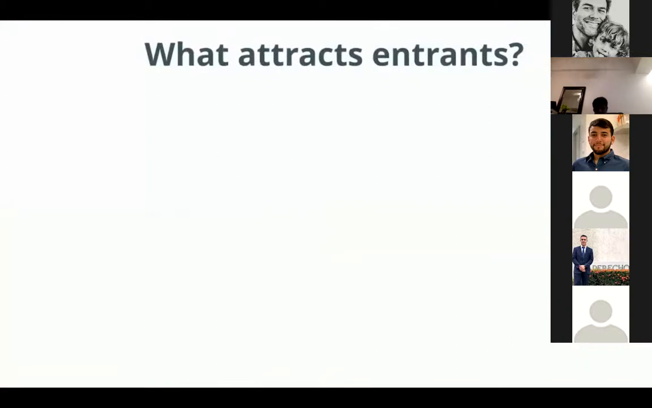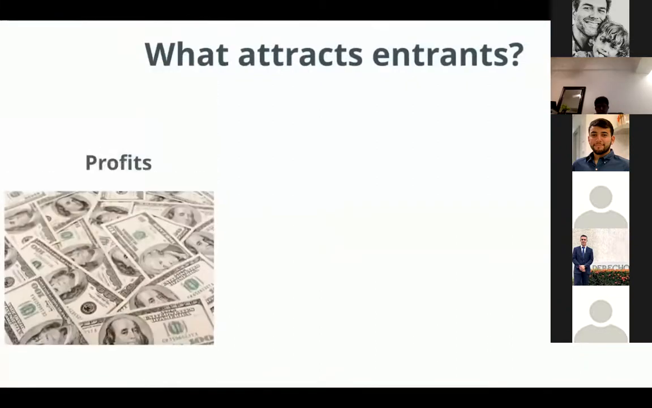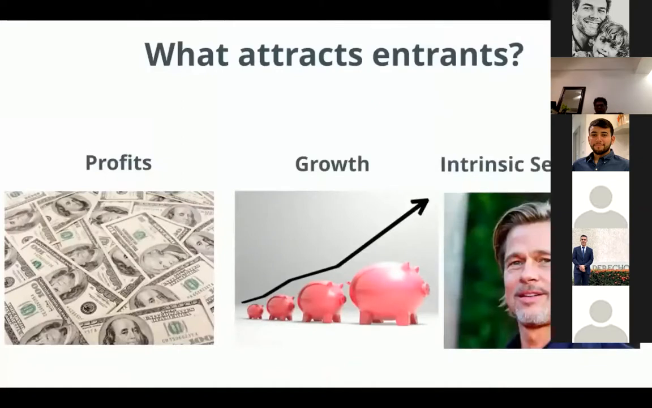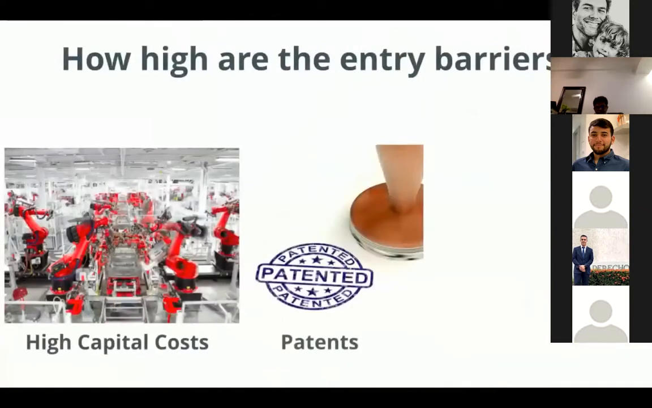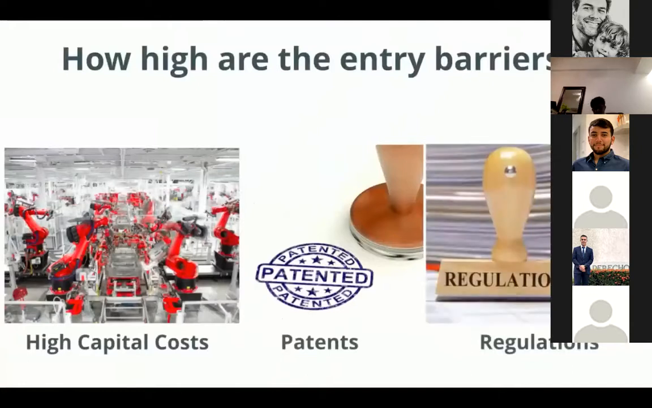Things that tend to attract potential entrants include profits, growth, and intrinsic sex appeal. Barriers to entry include things like high upfront capital costs, patents, and government regulation.